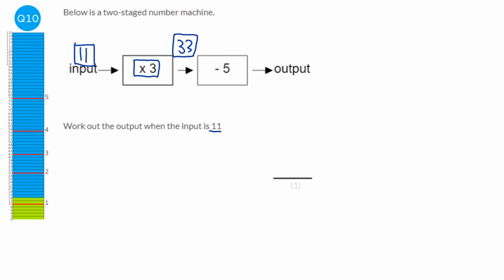Then the next part of the machine is going to take away 5 from that. So 33 take away 5 is going to be 28. So our output is going to be 28.